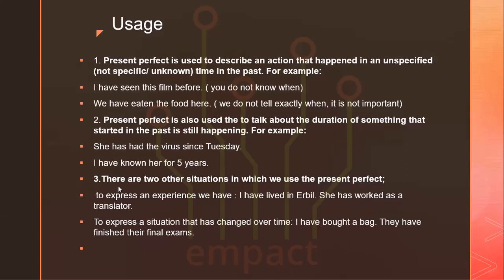Okay. Point 3, it is about there are two other situations in which we use the present perfect. To express an experience we have, whether orally or on paper, you have to use present perfect only. I've lived in Erbil. She has lived in Erbil. She has worked as a translator, or we have worked as a translator.